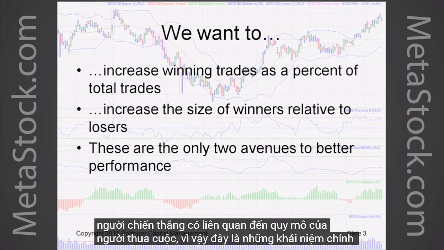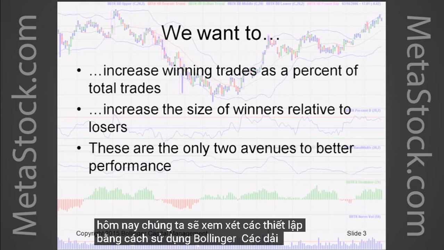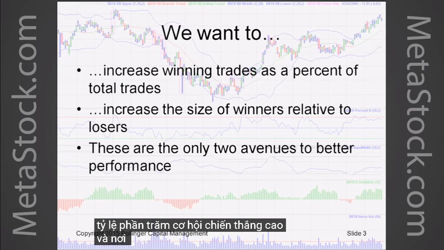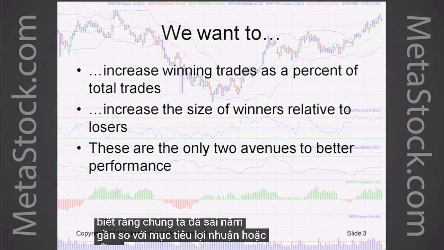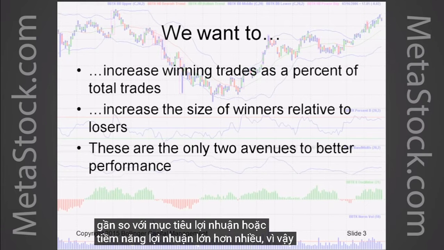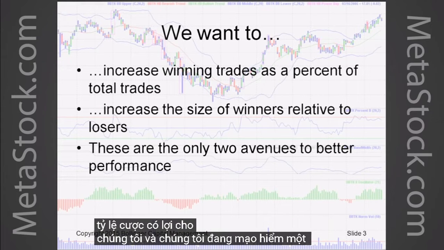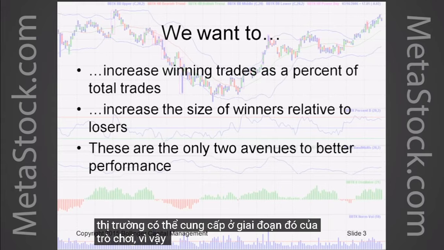So these are key concepts, and today we're going to look at setups using Bollinger Bands where we'll have a good percentage chance of winning, and the place where we would know that we are wrong is located close by versus the profit target or a profit potential that's much greater. So we're going to look for setups where the odds are in our favor and we risk a relatively small amount versus the potential gain that the market might offer at that stage of the game.